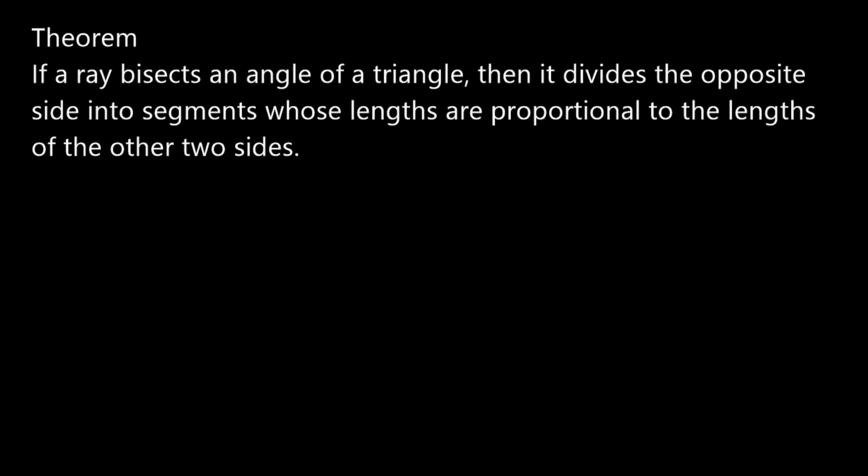Okay, so what does that mean? Let's go ahead and draw a triangle. So if I have a triangle, and we'll name some points, A, B, and C. All right, so if a ray bisects an angle of a triangle, so let me try and bisect this angle here, something like this, okay? So if a ray bisects an angle of a triangle, so these are congruent to each other, then it divides the opposite side into segments whose lengths are proportional to the lengths of the other two sides.